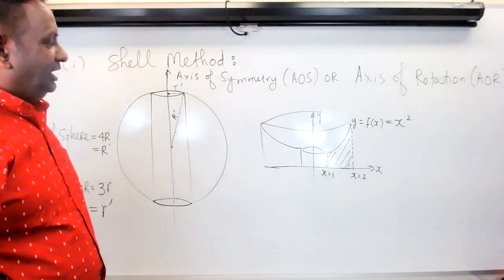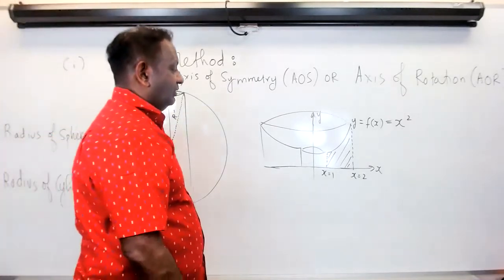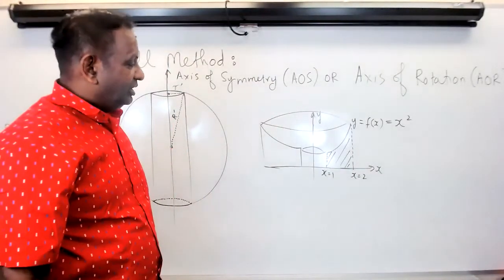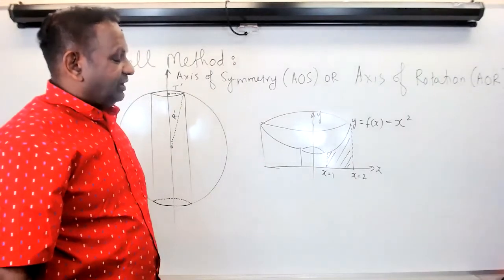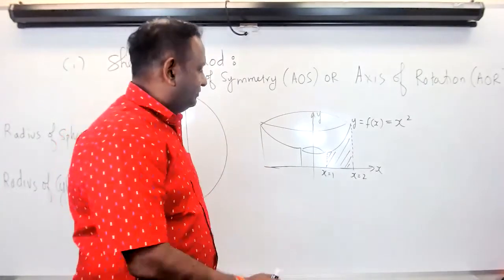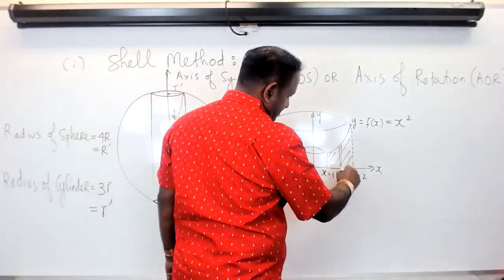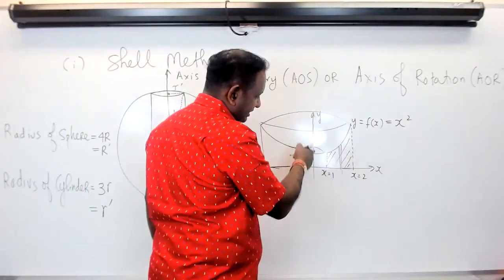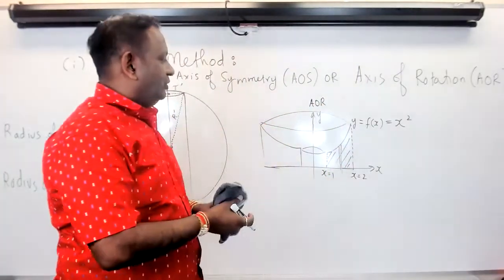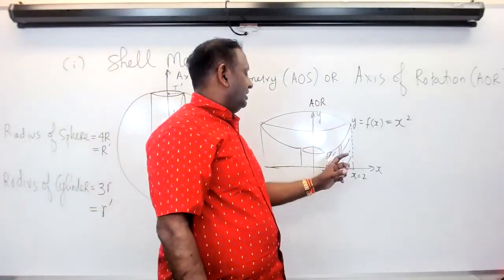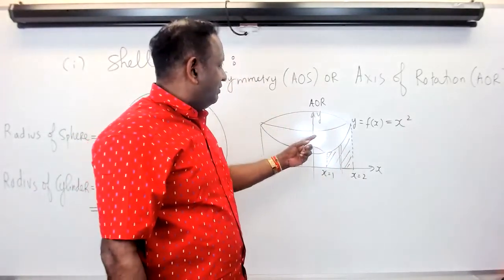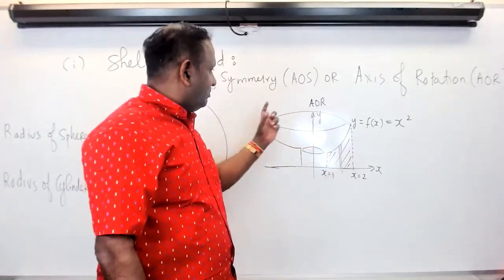So to get that done, if you are planning to use the shell method, you're going to take some kind of a small strip parallel to the axis of rotation. This is the axis of rotation. I'm talking about if this area has been given, we're going to ask what would be the volume of the three-dimensional figure when this area is rotated about the y-axis.